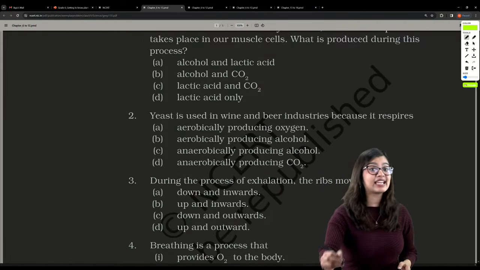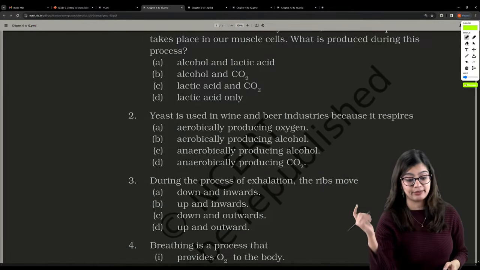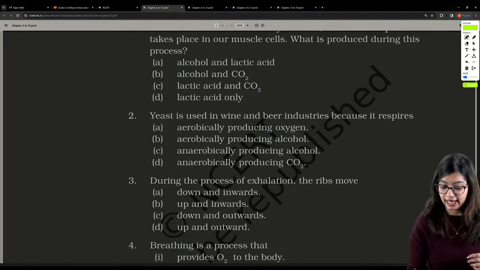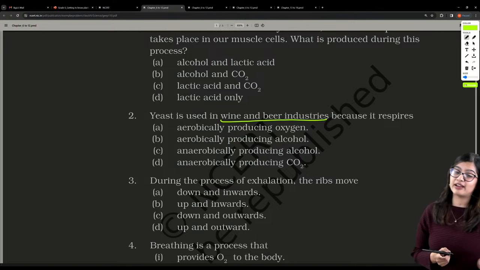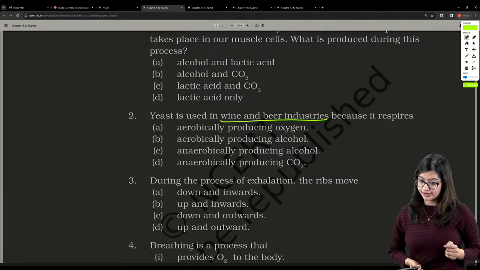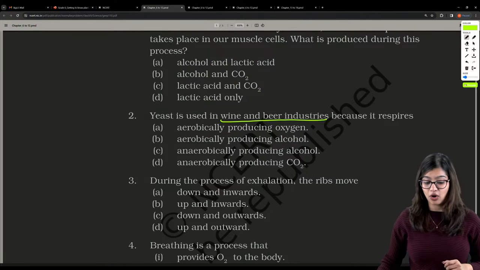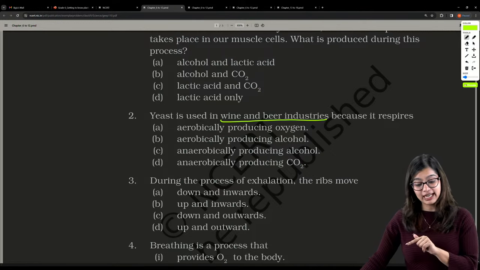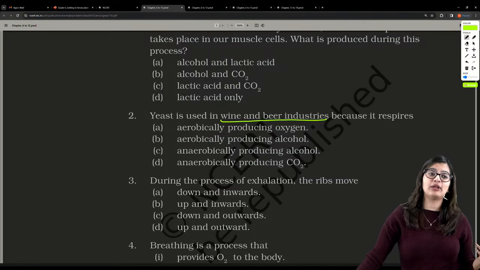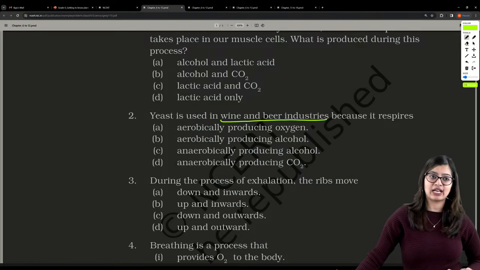Now I've already given you the answer to this, so you should tell me. Yeast is used in the preparation of the wine and beer industry because it respires how? It respires aerobically producing oxygen, anaerobically producing alcohol, anaerobically producing carbon dioxide.